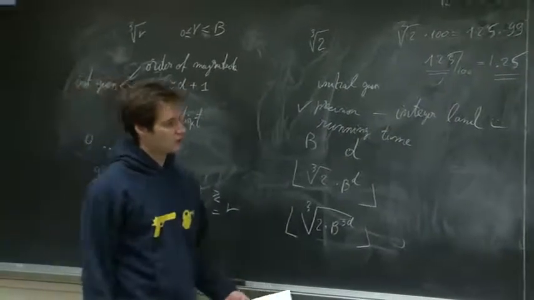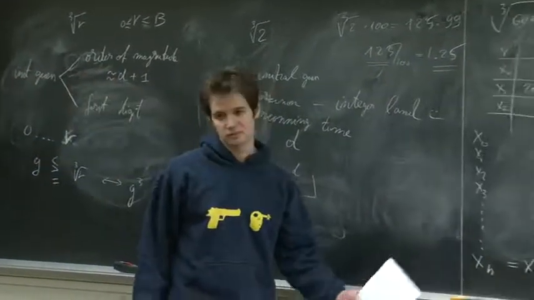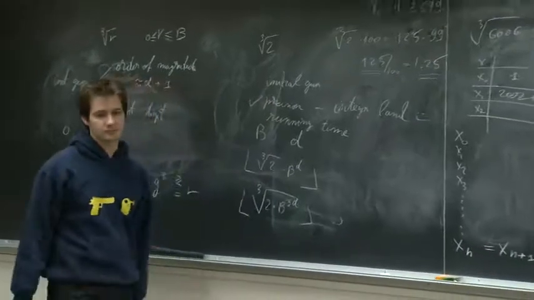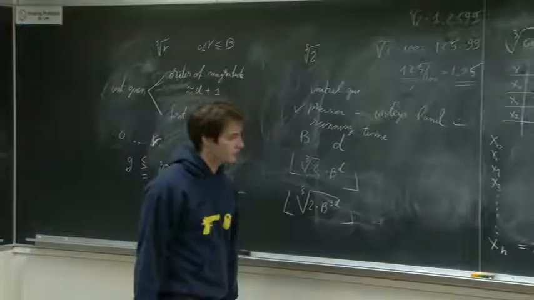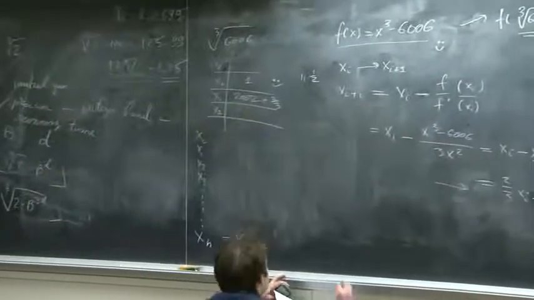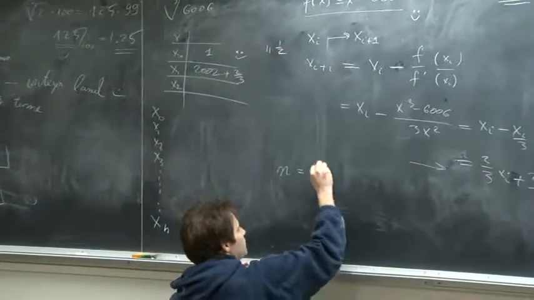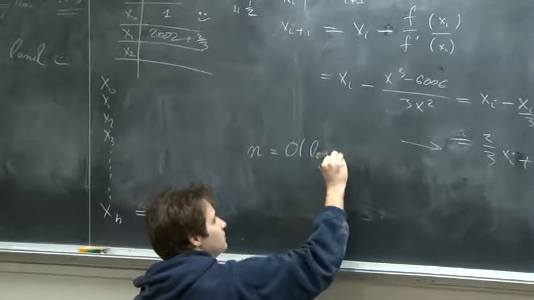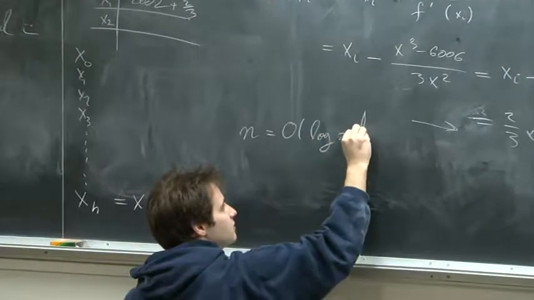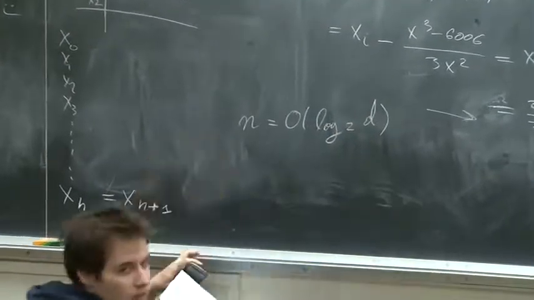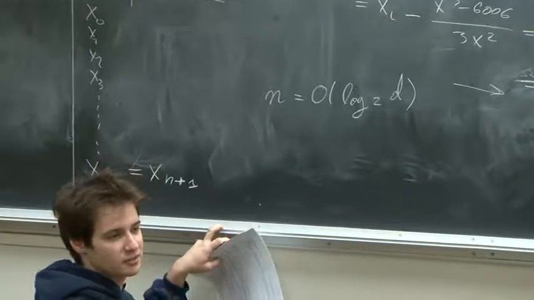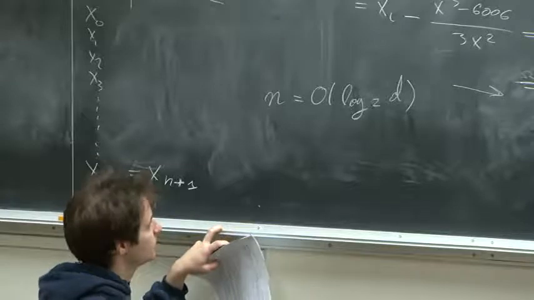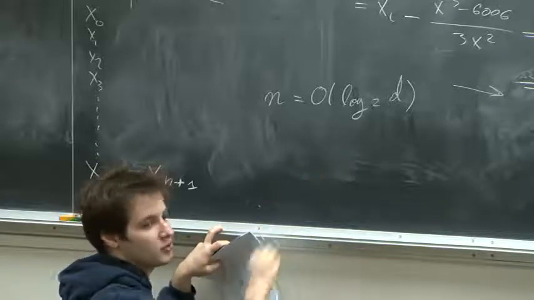Okay, so how fast does this work? What is n? When am I going to stop? Log base 2 of d. Okay. So the number of correct digits in my approximation doubles every time. So after log d steps, I have the right answer.